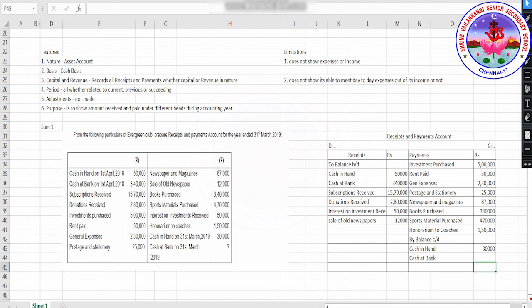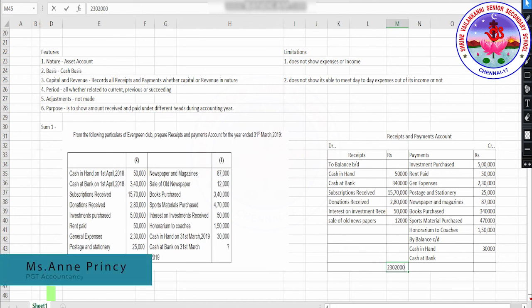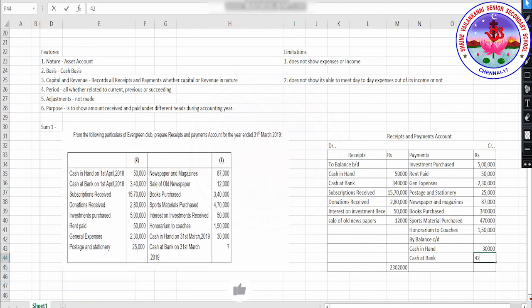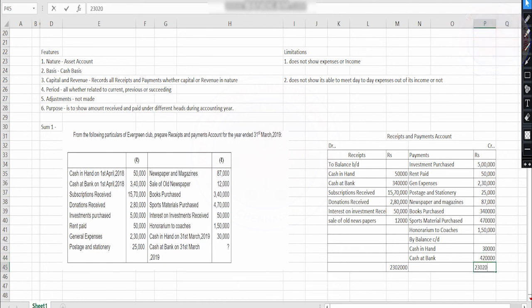If I get the total of this, I can see the total as 23 lakh 2,000. I'm going to enter 23 lakh 2,000 and subtract the difference. The total of the payments is 18 lakh 82,000. So I'm getting a difference of 4 lakh 20,000, which is my balancing figure, the cash at bank. So my total here will be 23 lakh 2,000.